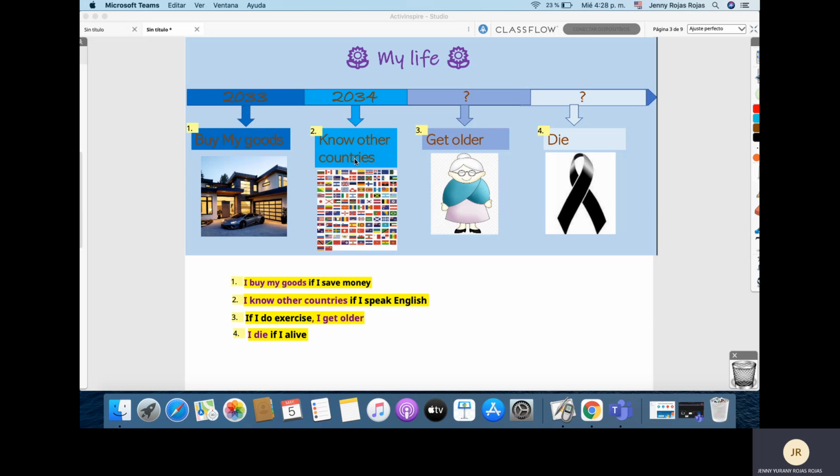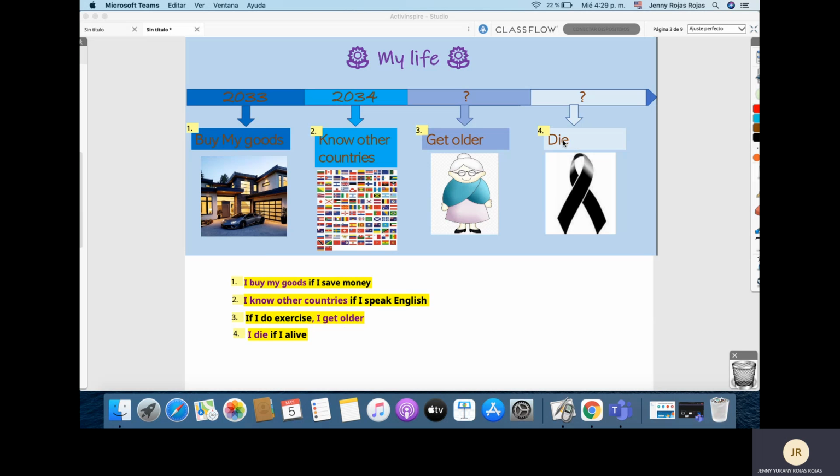The second one, now other countries, conocer otros países. So I turn that dream into a sentence. Remember the structure, subject, verb plus complement. Yo conozco otros países if I speak English. Si hablo inglés. Okay, there is one condition that is very important to visit or get to know other countries, you know. Number 3, get older. If I do exercise, comma, I get older. So it means that I have written the main clause in the second place. That's why I used a comma here. ¿Sí? Entonces, por eso utilicé la coma, porque la if clause la utilicé al inicio de mi oración. Si yo hago ejercicio, entonces puedo envejecer. ¿Sí? Puedo tener esa expectativa de vida.